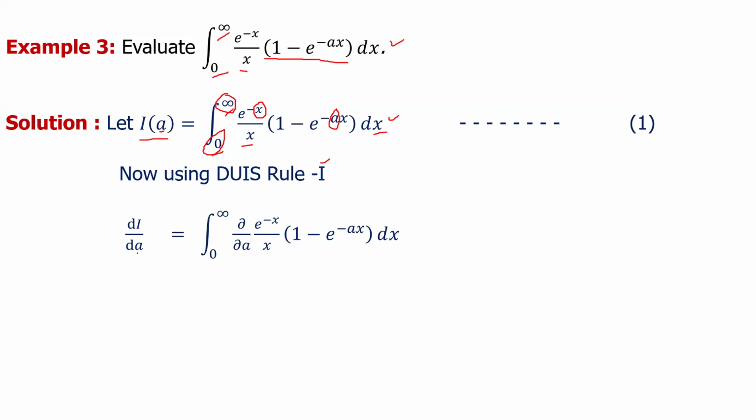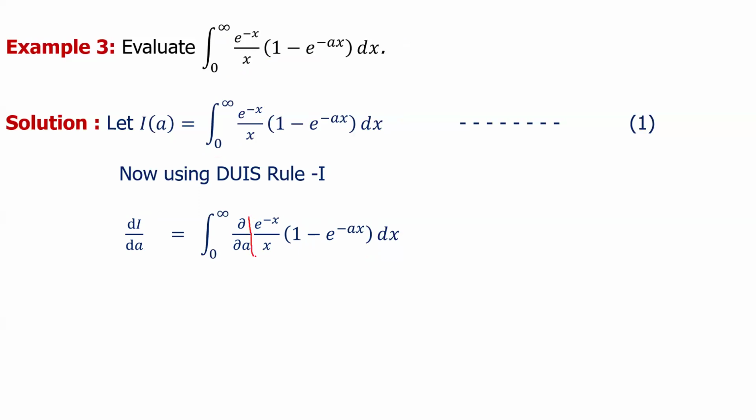So dI/da is given by the integral under the limit 0 to infinity of the partial derivative of (e^(-x)/x)(1 - e^(-ax)). Now, here we are using the total derivative d/da, and inside we are using the partial derivative. Why? Because the function e^(-x)(1 - e^(-ax))/x is a function of two variables x and a. That's why we are using the partial derivative.